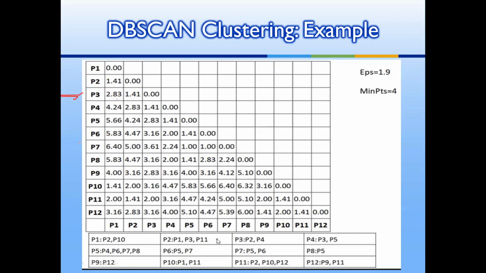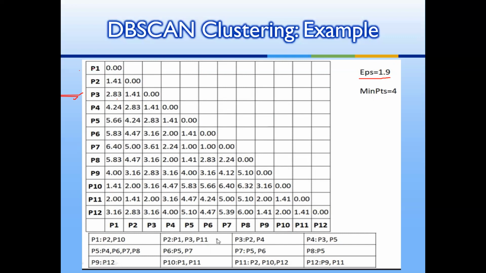Once you are ready with the distance matrix, by considering the epsilon value and minimum points, you can find the number of neighbors of a particular center point. You will consider each and every point as the center point. We start with the first point, P1, as the center point. Now check which other points are neighbors to P1: those points whose distance from P1 is less than or equal to 1.9.